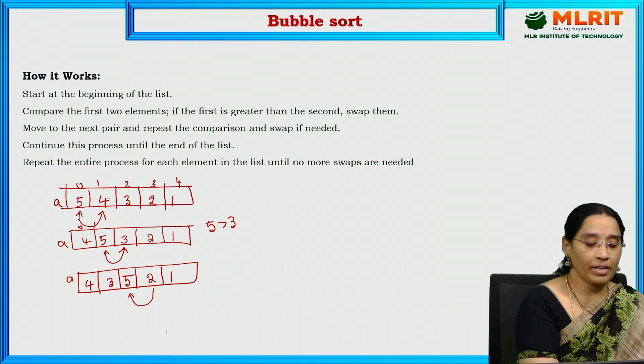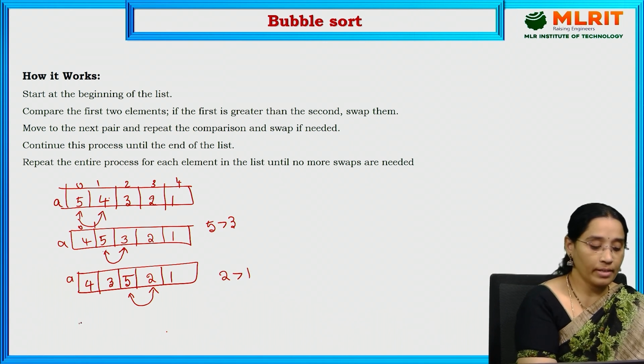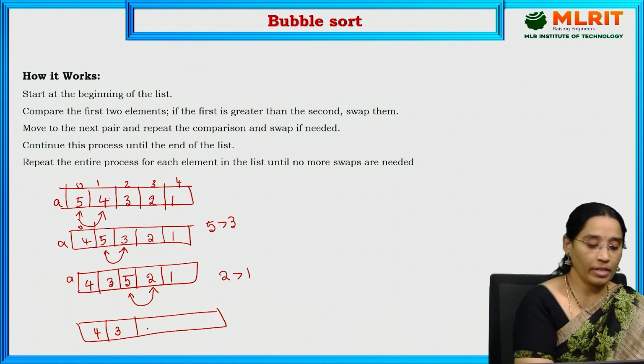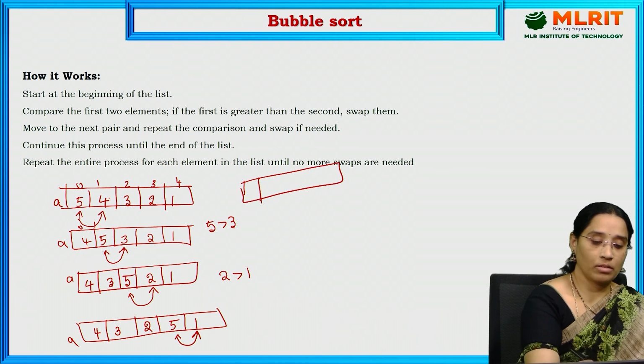Next, 5 and 2 get compared. 2 is lesser than 5, so they will swap. 4, 3, 2, 5 and 1. After that, 5 and 1 get compared and swapped. Next, it is 4, 3, 2, 1, 5.